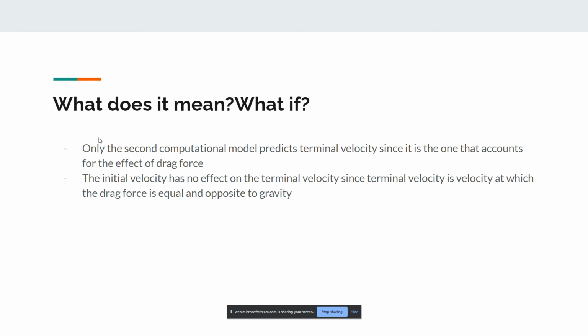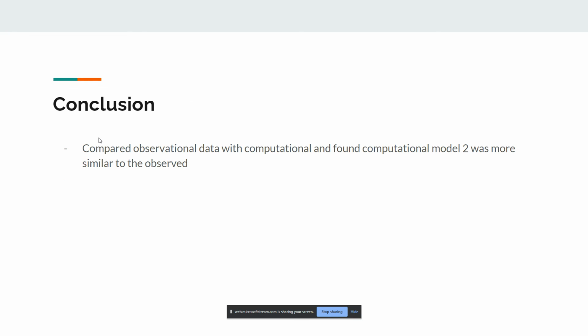And the what if scenario is, if we threw the ball initially down, would this affect terminal velocity? And no, because terminal velocity, as I said before, is only based on the drag force and the gravitational force being equal and opposite. So the conclusion is that after comparing the observational data with computational data, we found out that the computational data that did include the drag force was more accurate and more similar to the observed data.